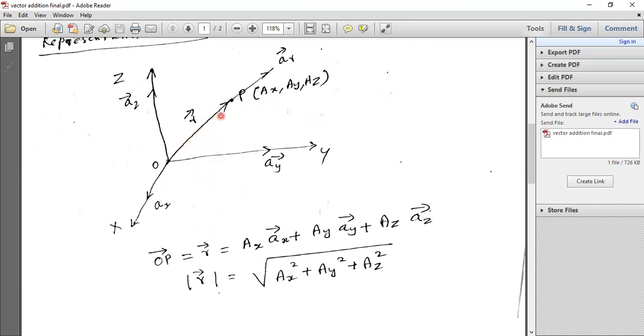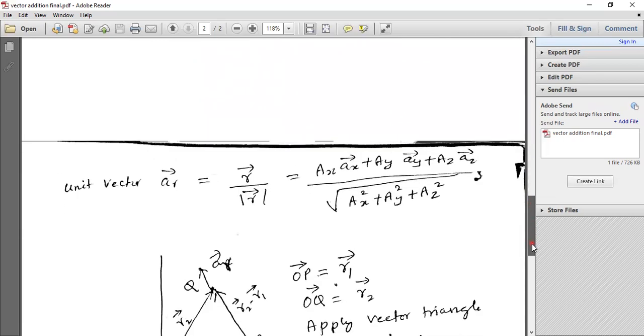Vector has both magnitude and direction. So we can represent this R vector by Ax plus Ay plus Az. So these Ax, Ay, Az are the coordinates in the rectangular coordinate system in the respective directions of x, y, z. And modulus of R vector is root of ax square plus ay square plus az square.